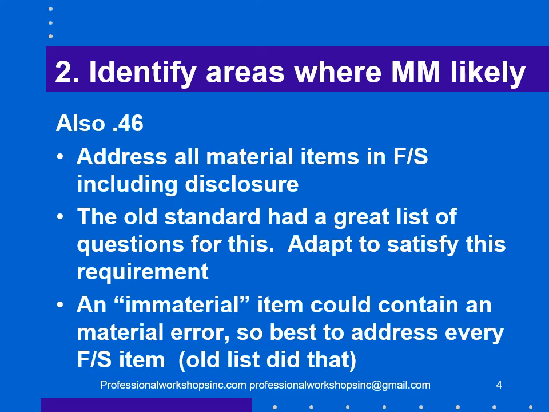Remember, as in an audit, an immaterial item could contain a material error. So cash, which is only $10, which is immaterial, quote unquote, could contain a material error. So my view, rather than going through and deciding items, spending the time to decide items where they were immaterial and couldn't contain a material error, I think it's just best to address every financial statement item. The old list did that. It didn't take that long. So rather than adding an additional step, we just might continue to go through each item in the financial statements.